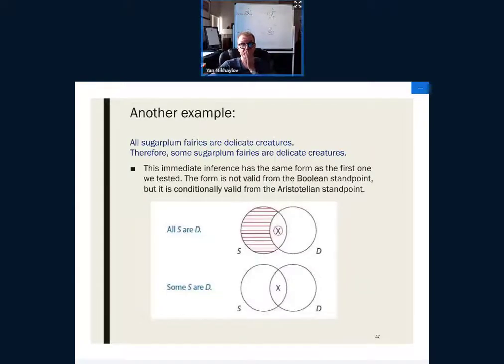Another example. All sugar plum fairies are delicate creatures, therefore some sugar plum fairies are delicate creatures. We tested it with Boolean, it is invalid. We put an X with a circle. Now it looks valid conditionally, but is the condition satisfied? Does our X class exist?